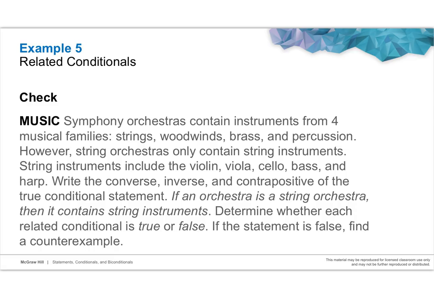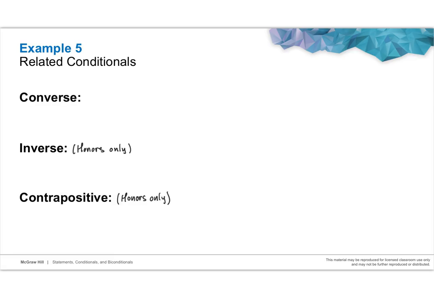And now we're going to write the converse, the inverse, and the contrapositive of the true conditional statement that says if an orchestra is a string orchestra, then it contains string instruments. We're going to determine whether those related conditionals are true or false. And if false, you're going to find a counterexample. And a reminder that those last two related conditionals, inverse and contrapositive, are for honor students only.